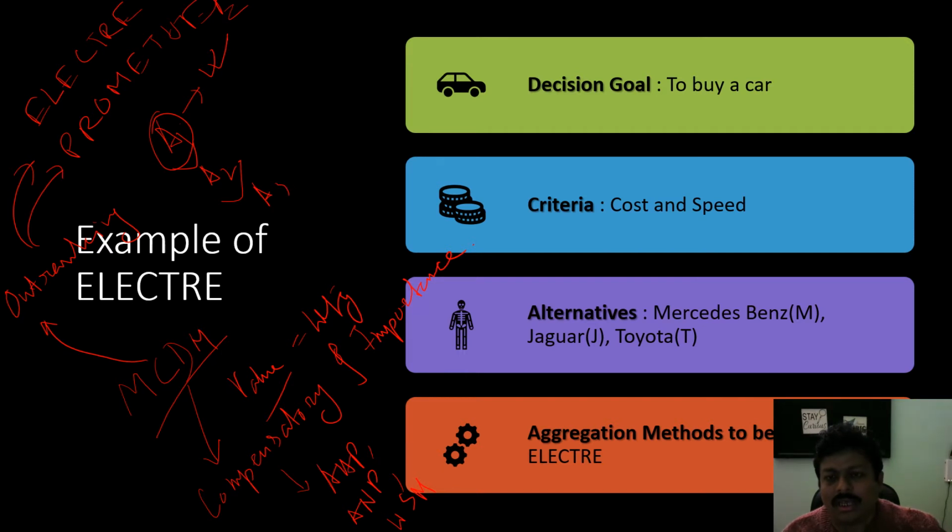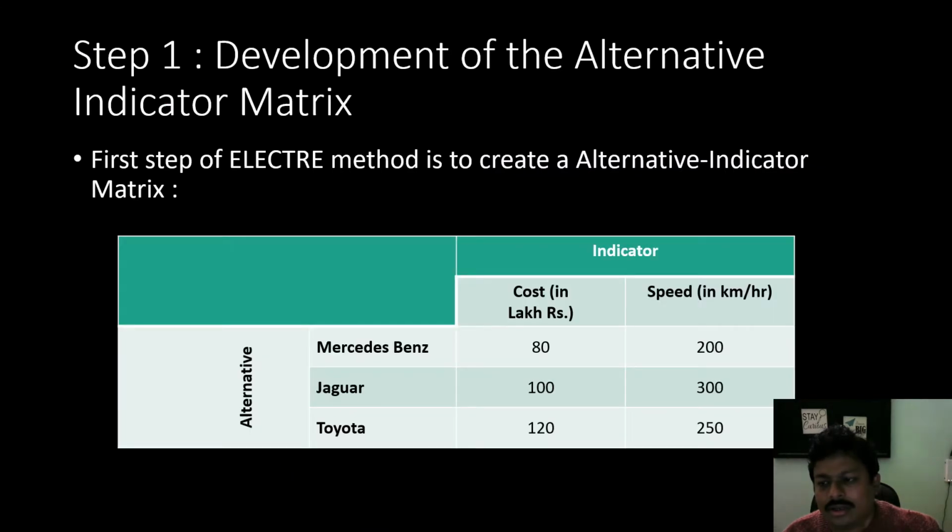Now let us take an example. I have already used the buy-a-car example to explain most of the methods. So here our decision goal is to buy a car. Our criteria are cost and speed, and our alternatives are Mercedes, Jaguar, and Toyota. So here we will use the ELECTRE method.